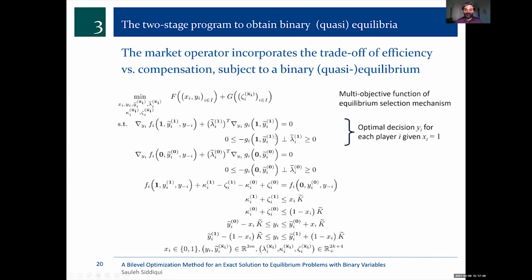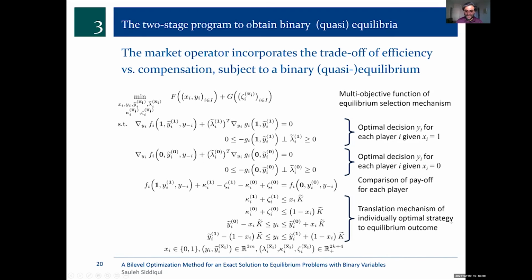And again, for each index, there's going to be 2 to the n combinations of these. You're going to have a set of constraints that are optimality conditions for each player i, given that they're turning off. So you'll have those in there. You have this comparison of payoff. This is really where you compare the objective functions from turning on and turning off for each player. And then you have a translation mechanism for an individually optimal strategy of an equilibrium outcome. So what we're hoping is, we're not hoping, what we prove is that if you solve this problem, you can actually guarantee to get an equilibrium.